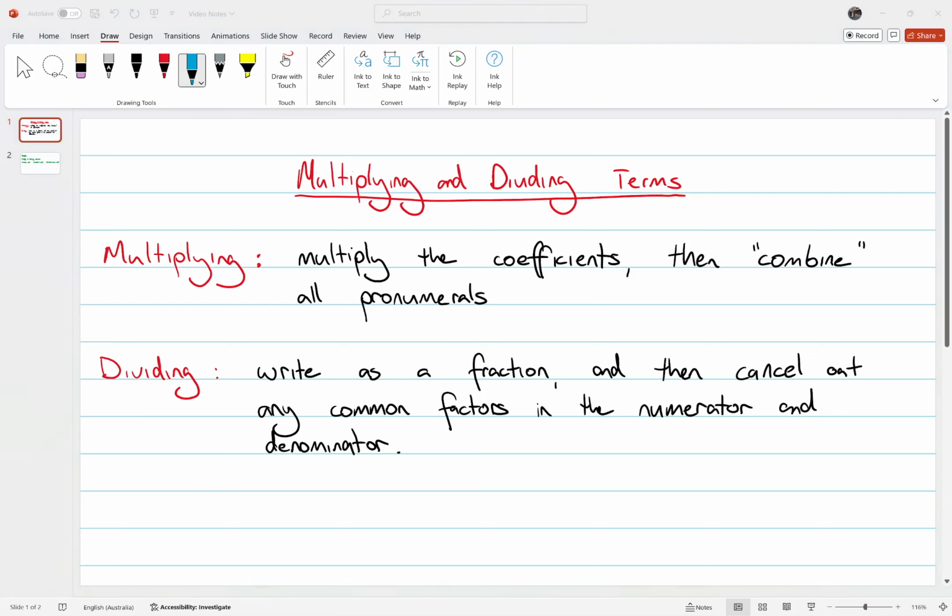As for dividing, the first thing we want to do, if it isn't already, is write it as a fraction. And then in both the numerators and the denominators, you want to cancel out any common factors, whether that be in the coefficients, the numbers at the front, or any of the letters as well.